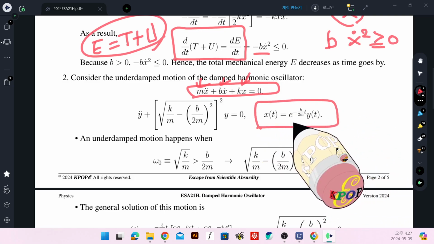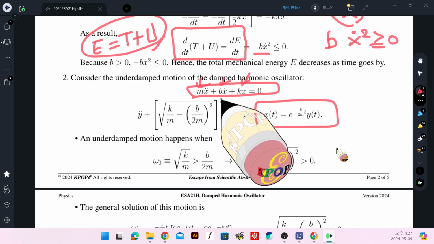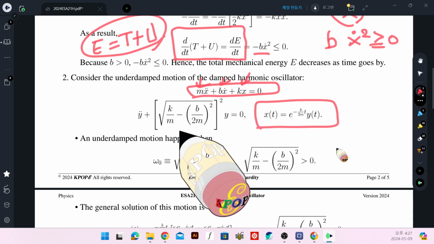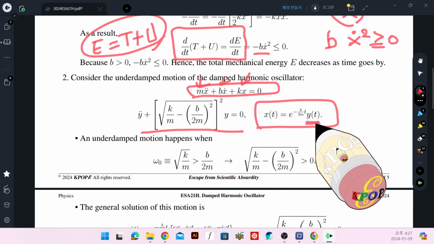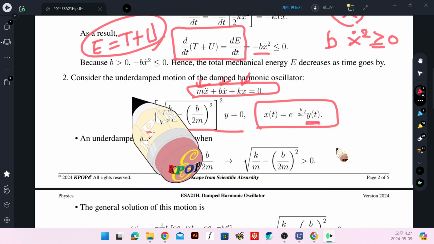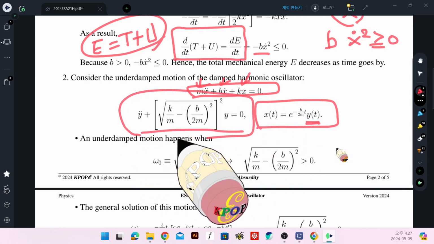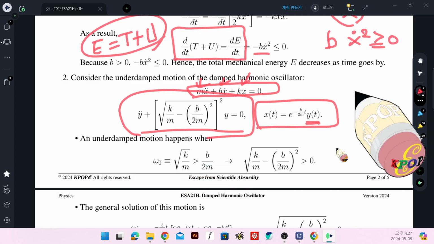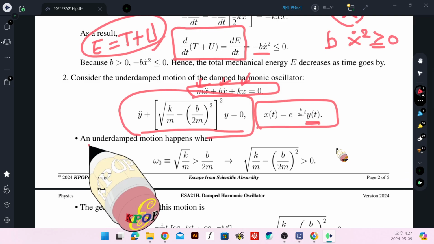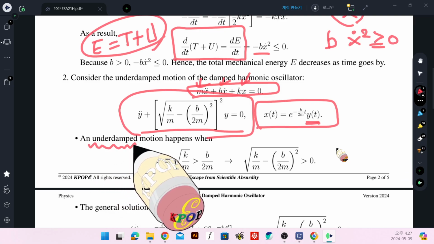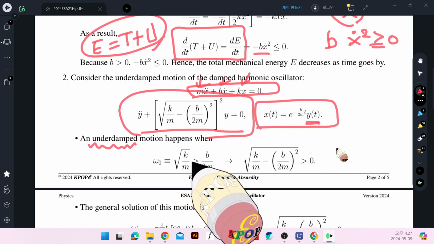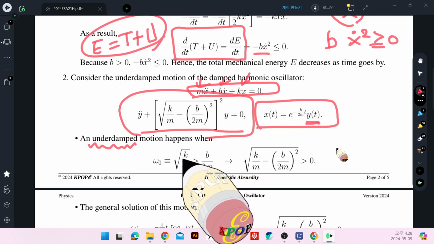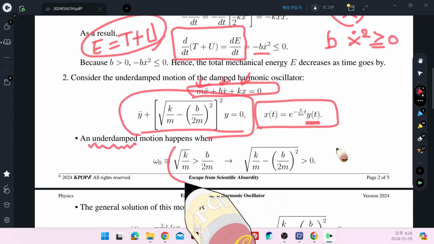Factoring out this exponential factor eliminated the first-order derivative in the equation of motion for this y function. Therefore, we find a very trivial second-order differential equation. We first consider underdamped motion. Underdamped motion is the case when the relationship among the spring constant and damping coefficient is given like that.